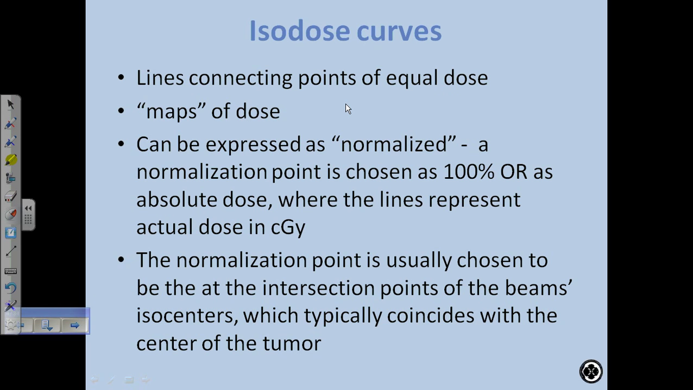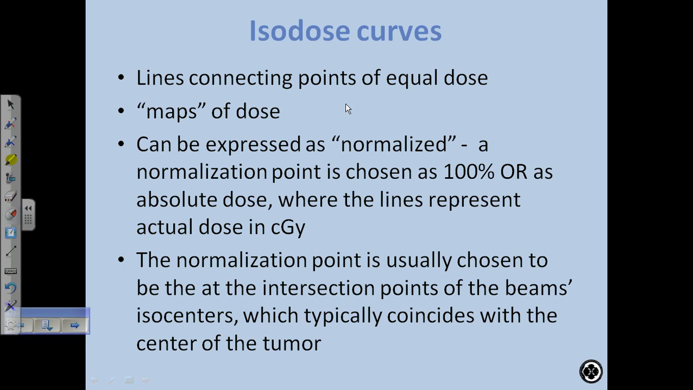They can be expressed as normalized isodose curves, which are typically percentages. And then there are isodose curves that are absolute dose, where each line has a corresponding dose, such as 2,000 centigray or 3,000 centigray, versus 100%, 90%, 80%, etc.